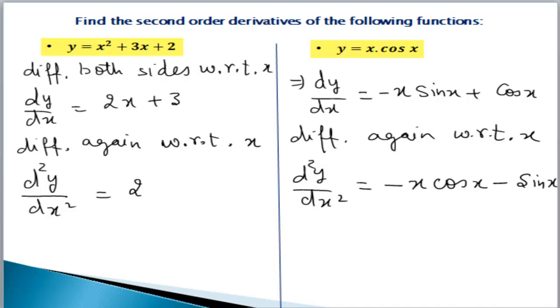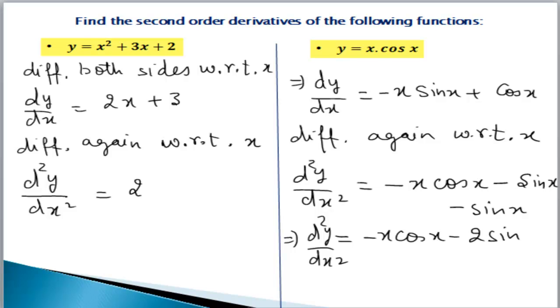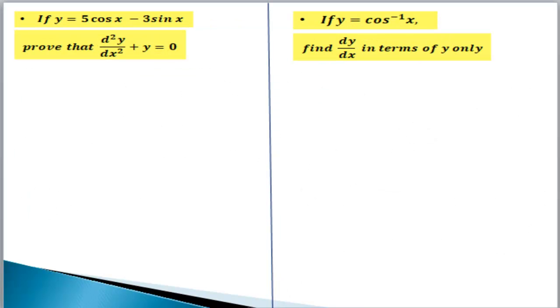Then the second term in the expression, which is cos x, its derivative is also minus sin x. So we can add up the like terms, and we finally get d square y over dx square is equal to minus x cos x minus 2 sin x. On to the next one.